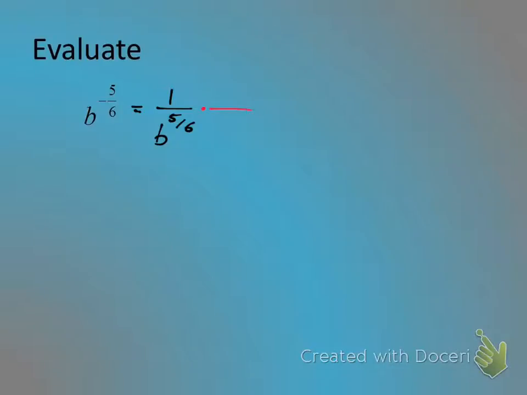Okay. What type of numbers can we have as exponents in our denominators? Positive what? Positive integers. So what's the next positive integer up from 5/6? 1. It's 1. How do you turn 5/6 into 1? You add a 1/6 in there by multiplying by a b to the 1/6 power.